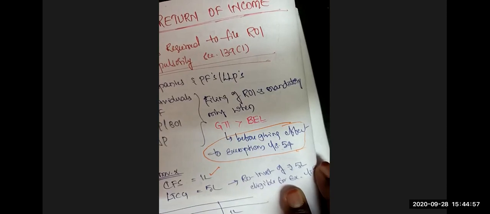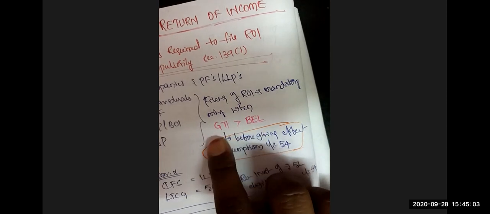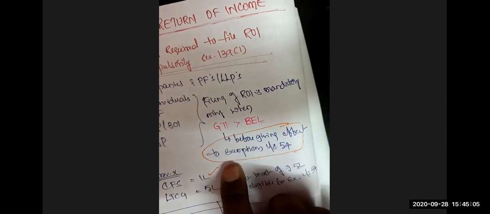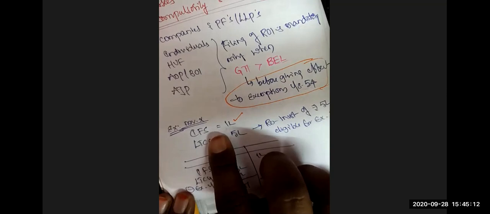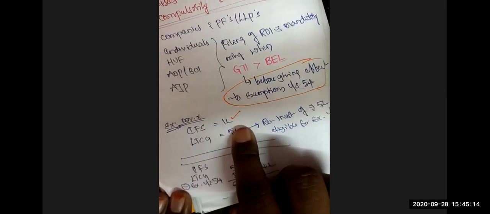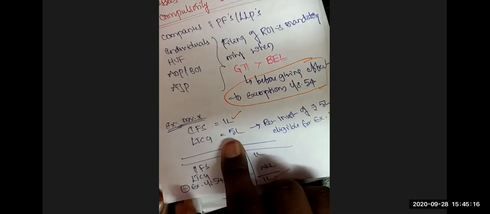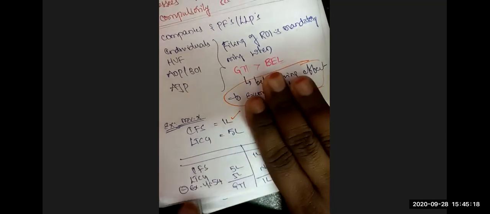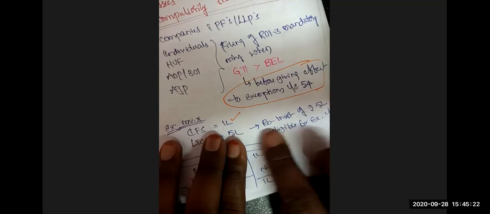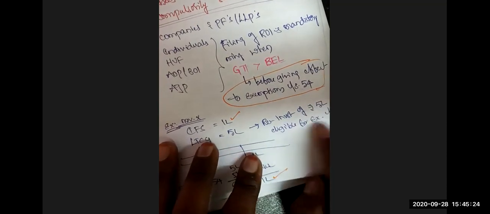Filing of return of income is mandatory only when gross total income exceeds the basic exemption limit, before giving exemptions under section 54. So what do you mean by that? Look at this example. Income from salary is 1 lakh. Long-term capital gains 5 lakhs. So my total income is 6 lakhs. But actually I have made reinvestment of 5 lakhs, which is eligible for exemption under section 54.